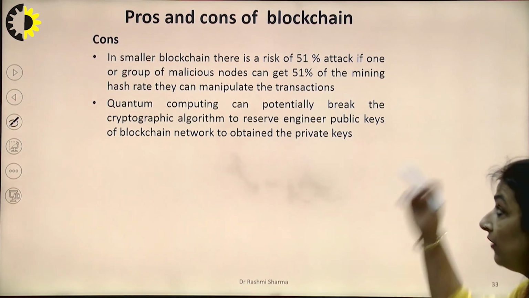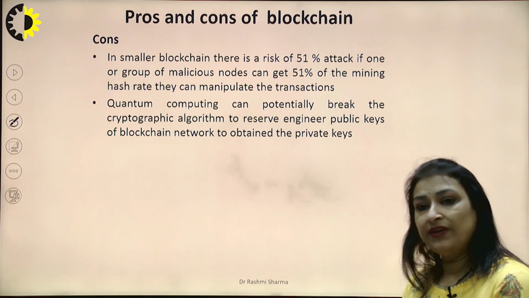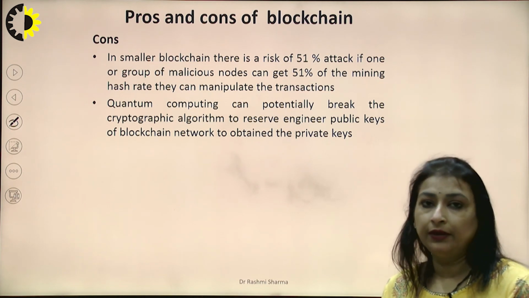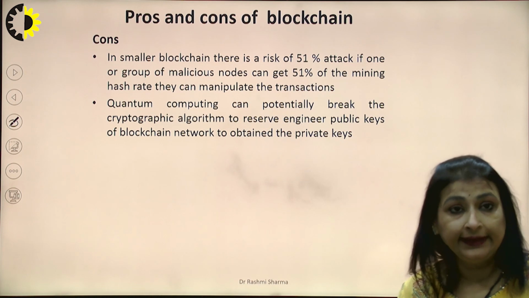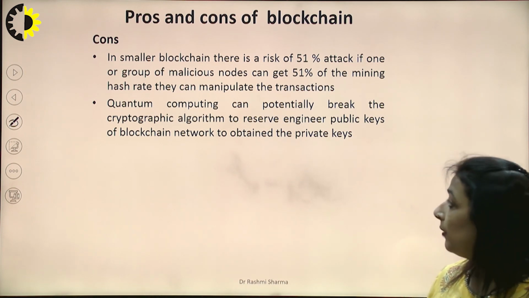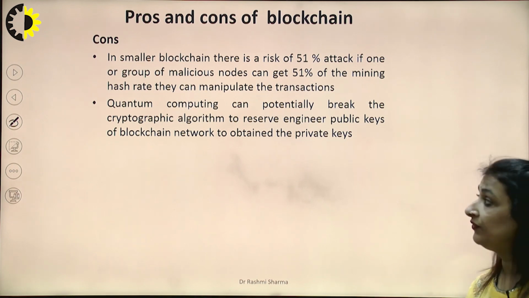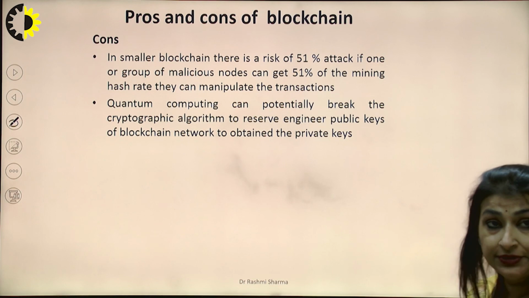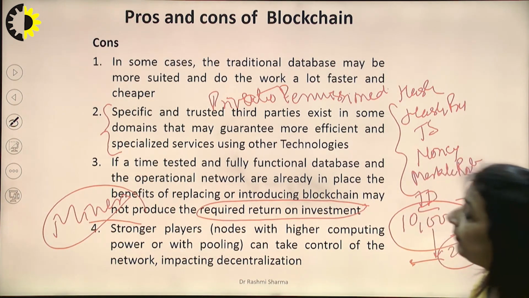Here we can also have a 51% attack. If some users always become the miners, then they try to rule the network. In the coming videos we will discuss the 51% attack in detail. Also, quantum computing potentially breaks the system, and we have to reserve engineers specifically for generating the public keys and private keys.